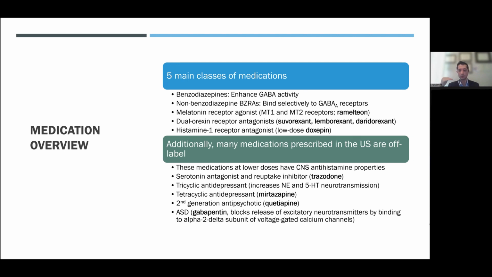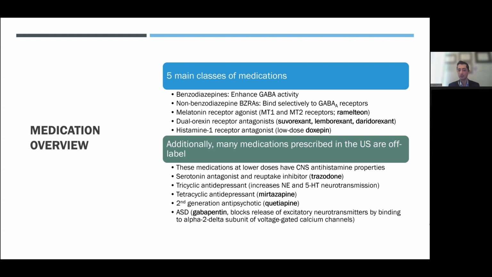So at lower doses, the vast majority of these, trazodone, mirtazapine, amitriptyline, and even quetiapine, act on the histamine receptors, just like doxepin, which itself is a tricyclic antidepressant at higher doses that treats depression and mood disorder. So at lower doses, they all act on the histamine pathway in the central nervous system. And that's what makes them effective for inducing and maintaining sleep.